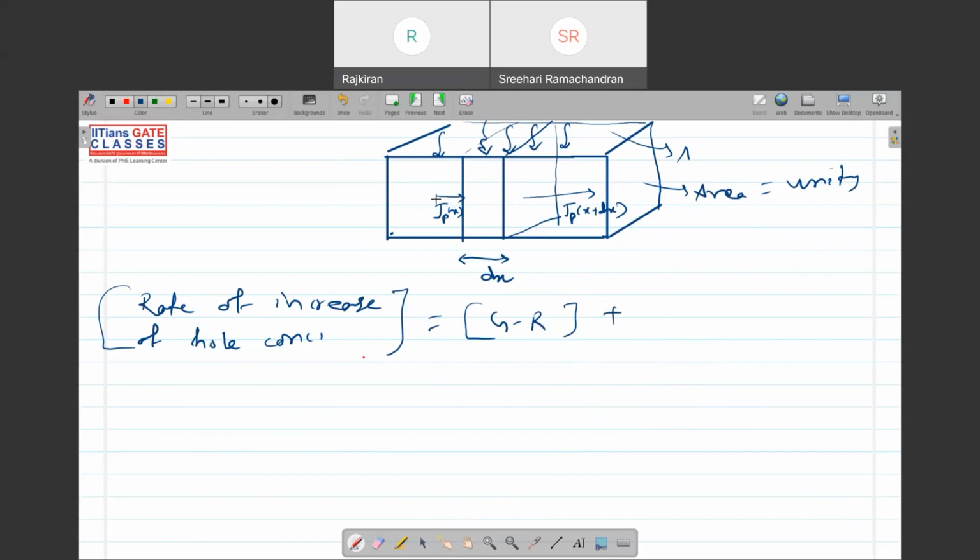Because there is some current entering, some current leaving, definitely there will be some number of carriers entering from the neighboring side. So it will be the net rate of hole input into the volume.